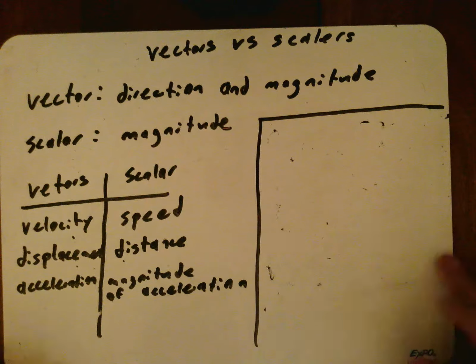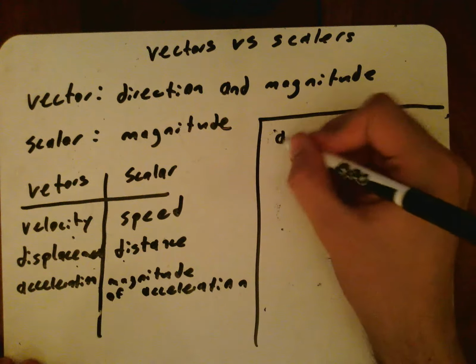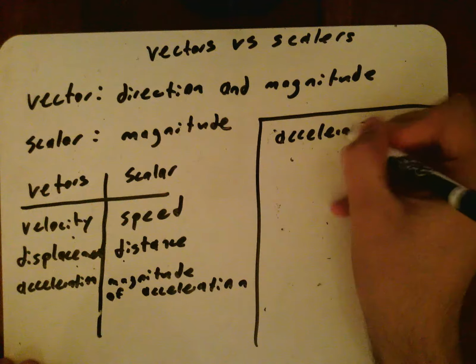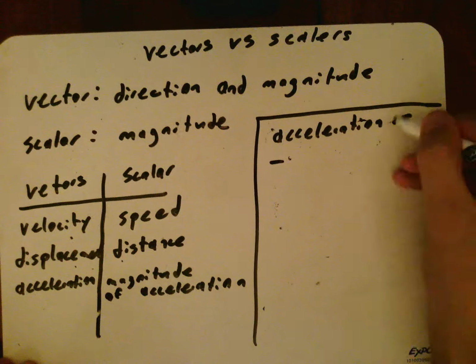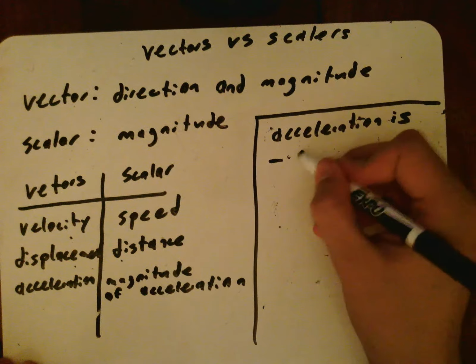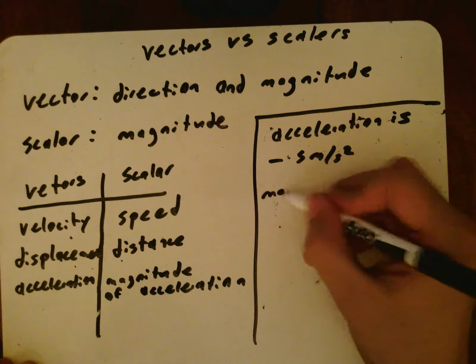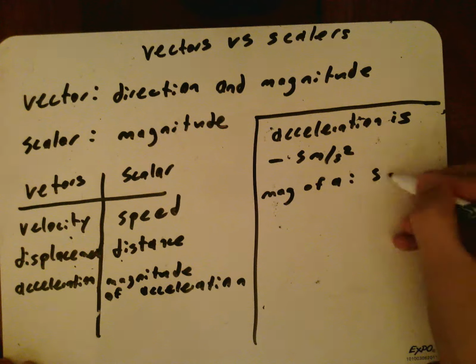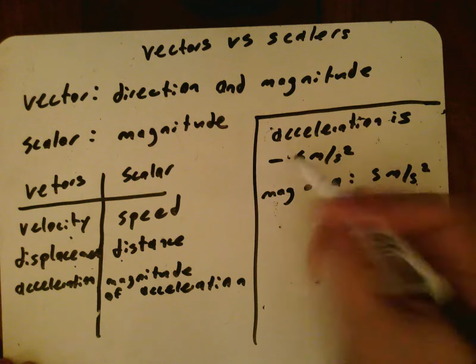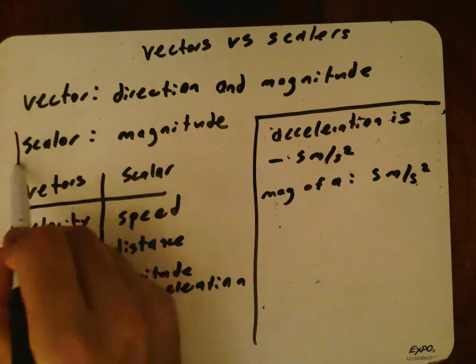If I say that my acceleration is negative 5 meters per second squared, right? The magnitude of A would then be 5 meters per second squared, right? I just took away that negative, that directional component. So when I ask for the magnitude, I only want the scalar component.